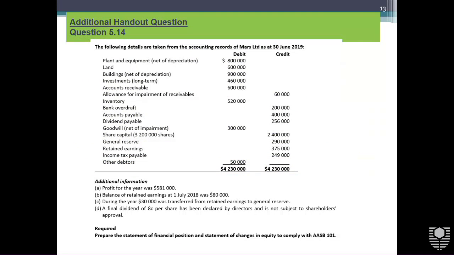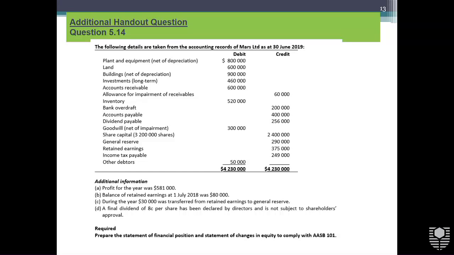Okay, so let's do the next one. This one I'd like you to have a go on your own. I want you to remember I've said change that 30th of June 2016 to 30th of June 2019. So go down the list, decide what you have to do.